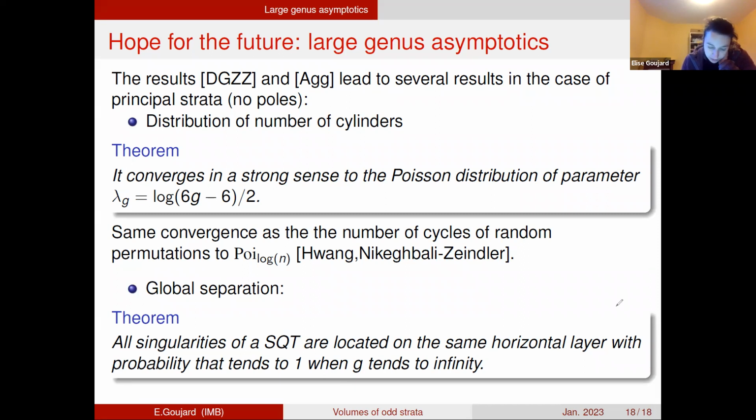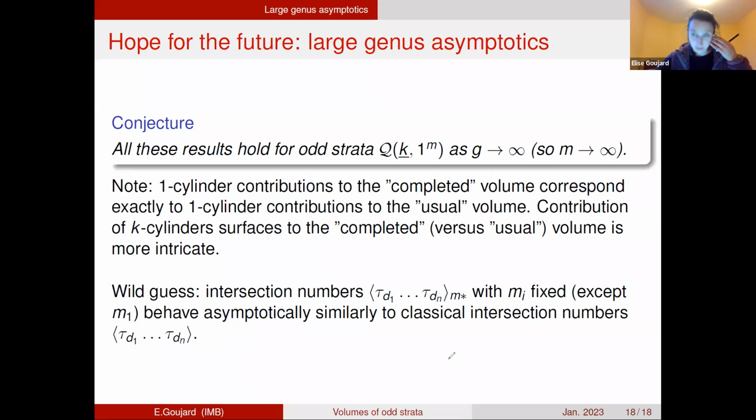Also, you have a theorem about global separation, meaning that when you look at square-tile surfaces, you will get all singularities located in the same horizontal layer with very high probability when the genus tends to infinity. So you get a lot of results like this that distinguish between several kinds of square-tile surfaces. And the hope for the future is to show these results for odd strata.